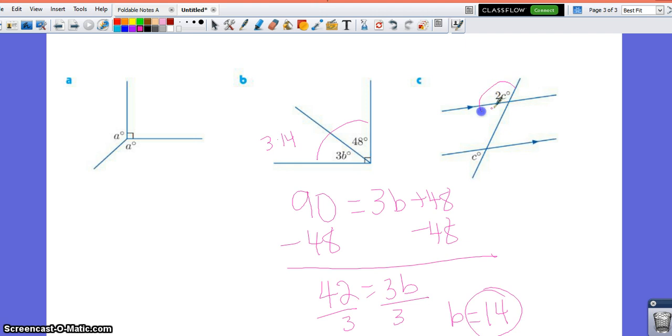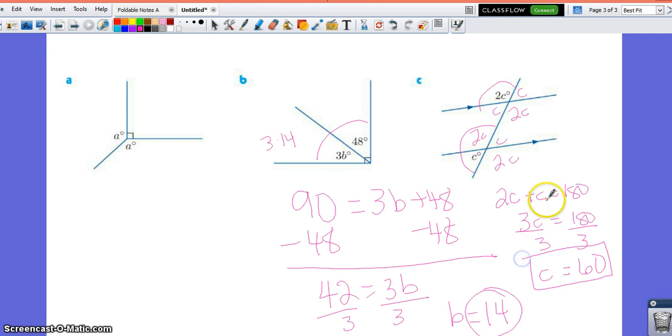All right, so this is 2c, this is 2c. This is c, c, c, c, 2c, 2c. Okay, you can go about it different ways. I'm just going to say that this right here is a straight line. So 2c plus c equals 180, which is basically 3c equals 180. Divide that by 3, and c is 60. Okay, so if that's 60, then the other one is 120. But basically, they're asking you for c there.